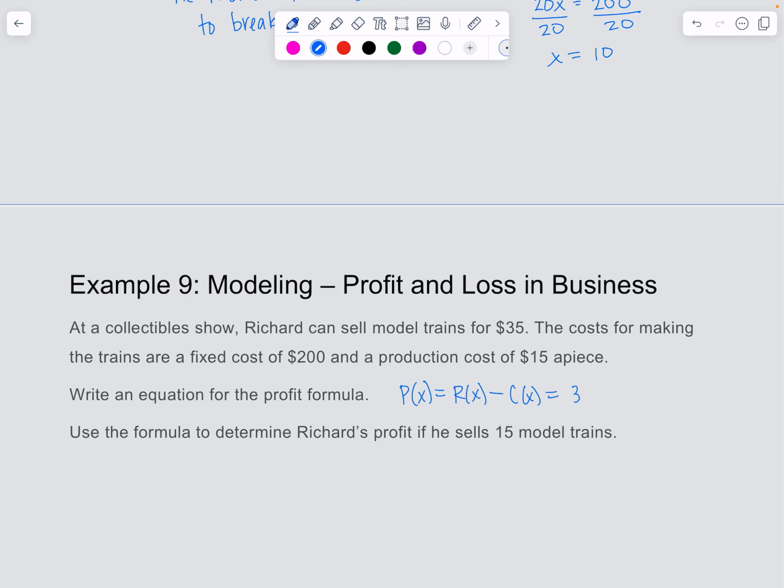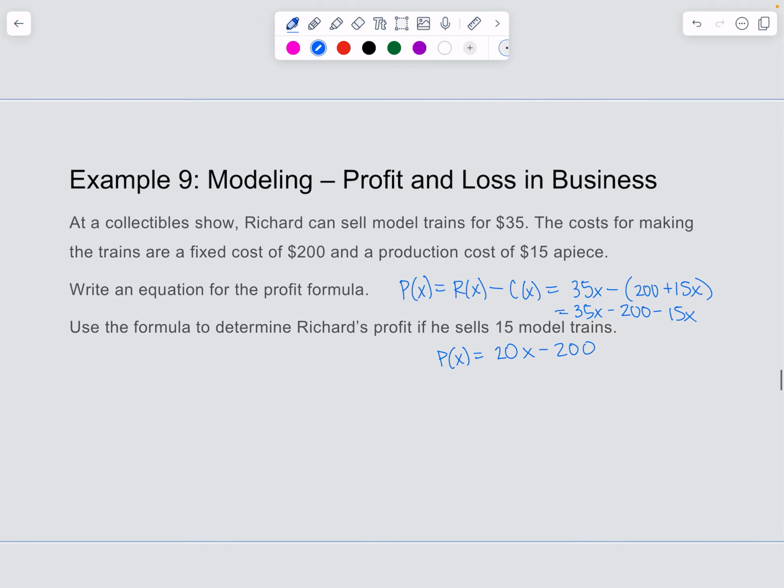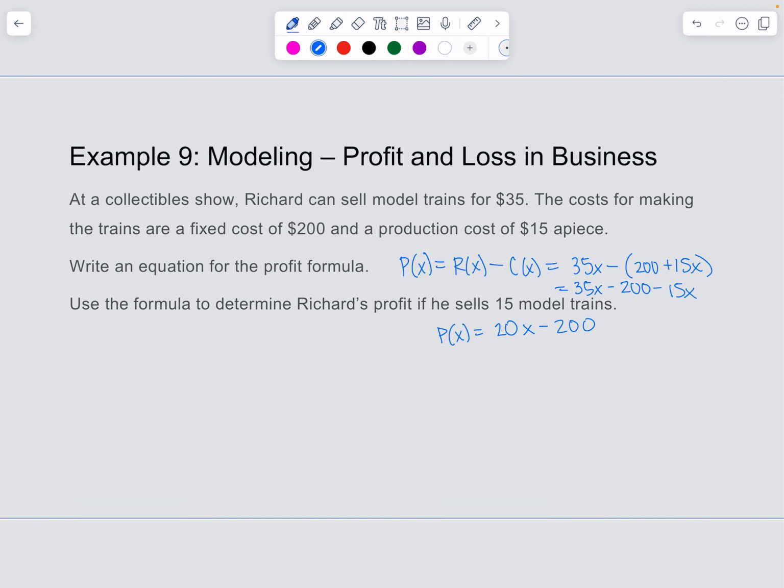So we said revenue was 35x. We'll subtract off the cost, which was 200 plus 15x. We should be left with the profit. So the profit that he makes is 35x minus 200 minus 15x, which gives 20x minus 200. We have our profit.